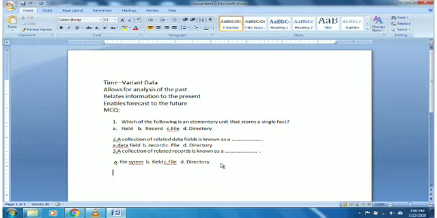Four: a directory stores information of related dash. So what is this dash? A is fields, B is records, C is files, D is file systems.